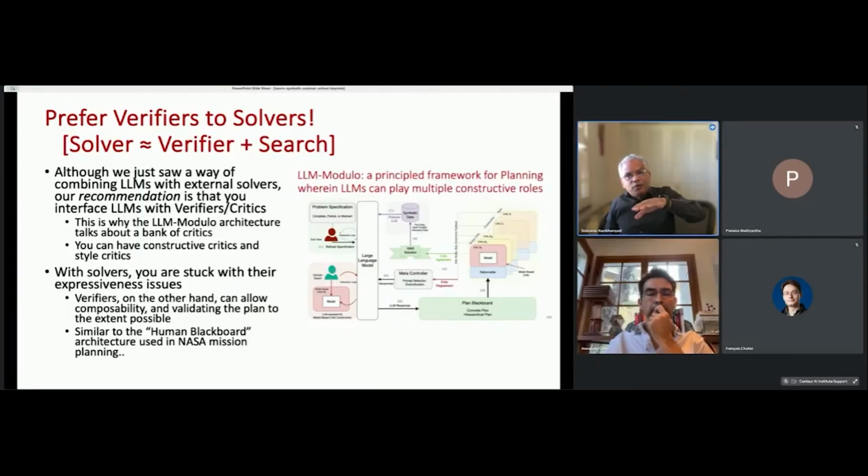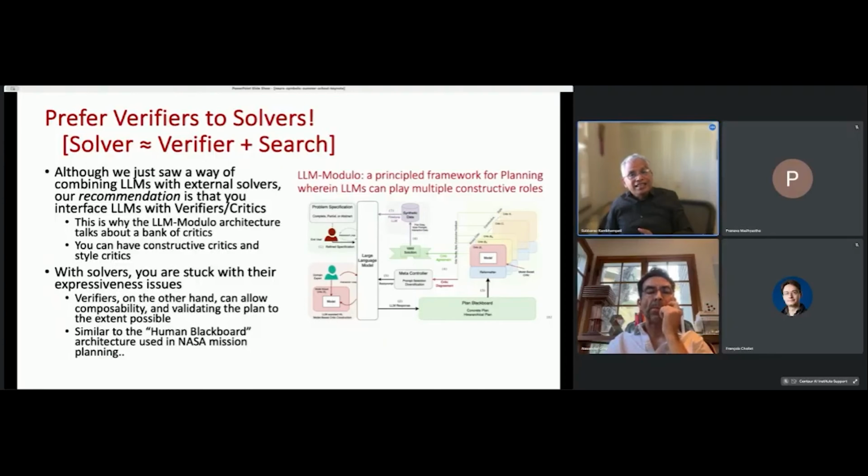One other thing I want to point out is we are using critiques rather than solvers. We could use solvers, but I think that's a single-directional interaction. A solver is really a verifier plus search, inverting a verifier and doing the search.